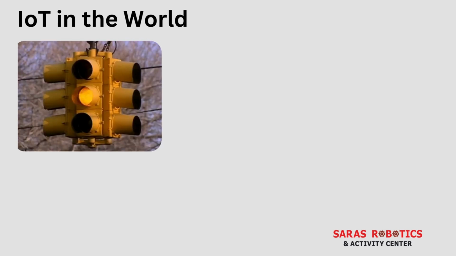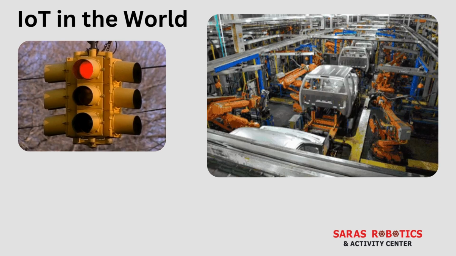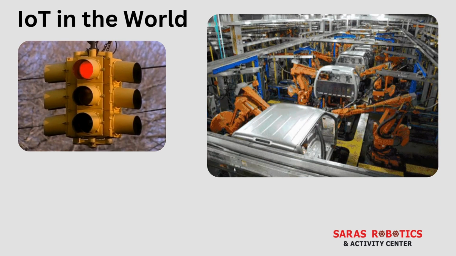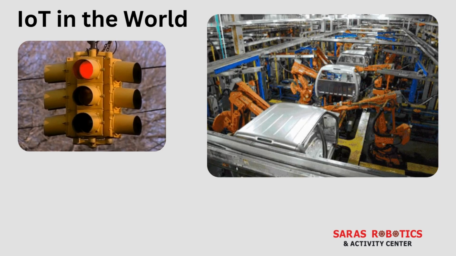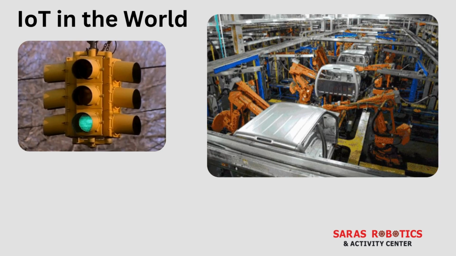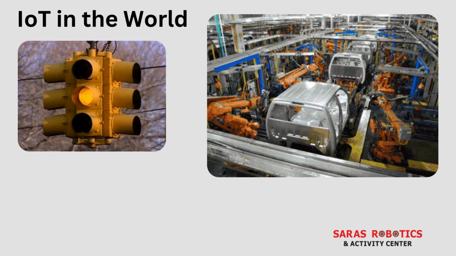IoT in the world. IoT isn't just in our homes, it's everywhere. In cities, IoT helps with things like traffic lights, making sure they change at the right time to keep cars moving smoothly. In factories, IoT helps machines talk to each other. Sensors track everything, making sure all parts move smoothly and products are made faster. IoT can detect problems before they happen, keeping workers safe.